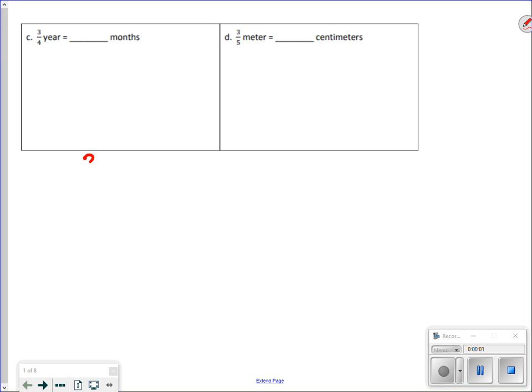3/4 of a year. And we want to know how many months that is. Is it acceptable to do this in your head at all? No, it is not. You have to show your work.